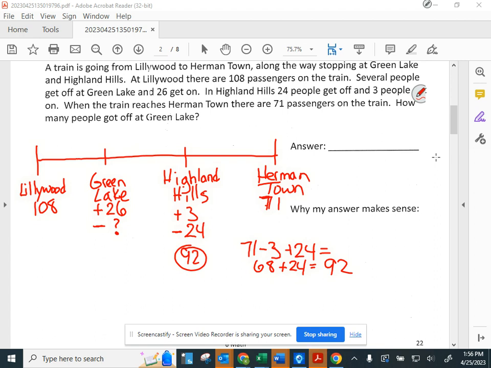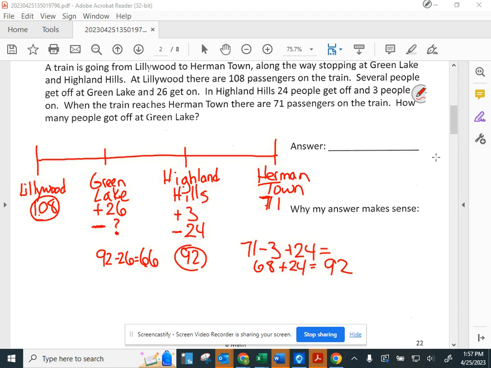So now I'm going to work backwards again. I'm going to say 92 minus 26 because there were 26 that had gotten on. So 92 minus 26, I should actually move this over because this is for Green Lake. So 92 minus 26 equals 66. And I'm not sure how many I need to add to that. So I'm going to say, okay, if I had 66 here and I had 108 here, how many got off the train to give me that 66?